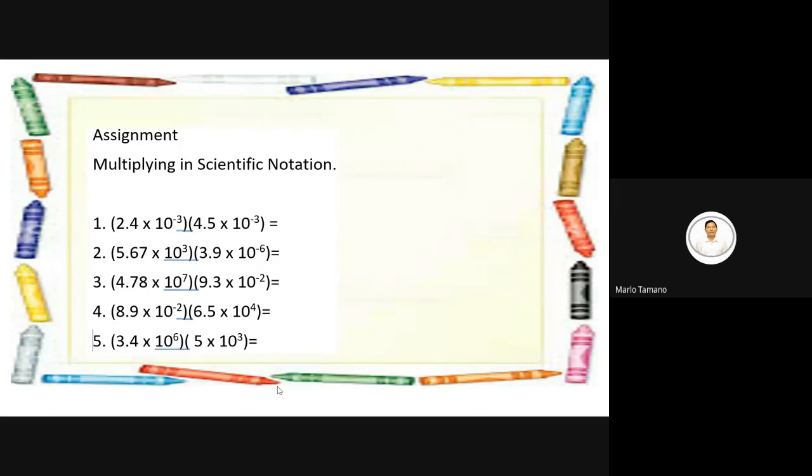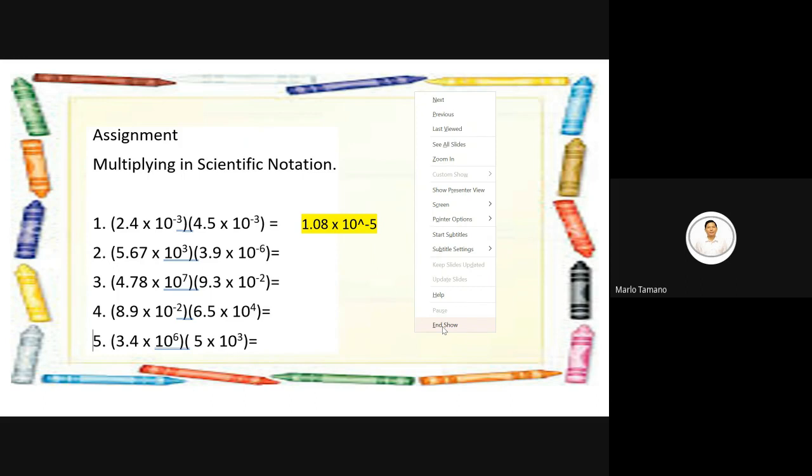Ibibigay ko na po ang assignment ninyo. Paki-screenshot na po, then we proceed to division. Paki-screenshot po at ilagay sa GC. Okay na po. Okay, so proceed tayo. Ayan, sample ninyo sa number 1, pwede na ninyong gawin.